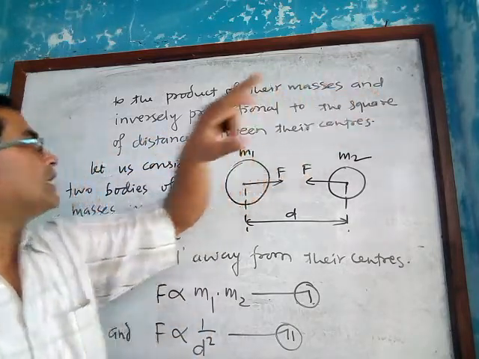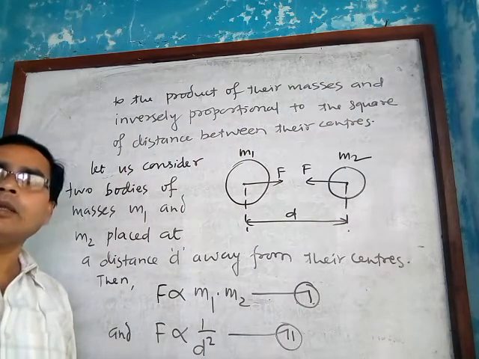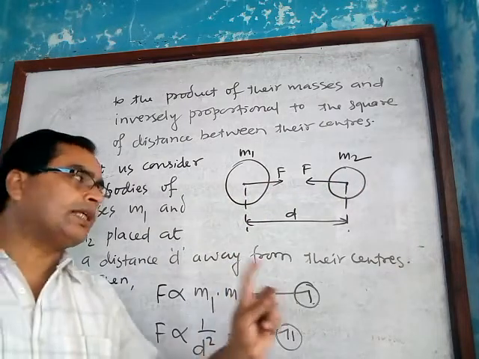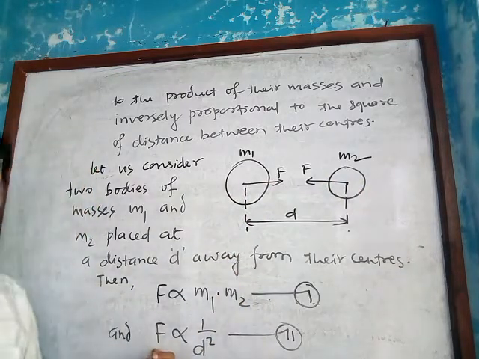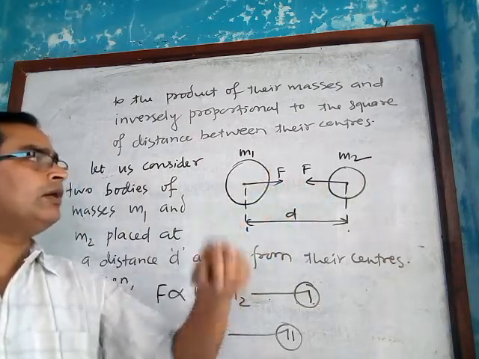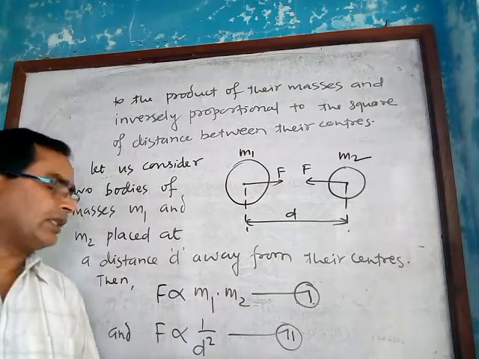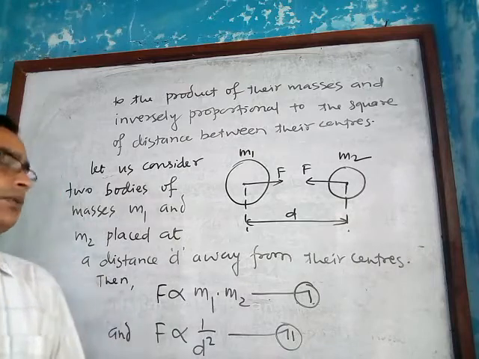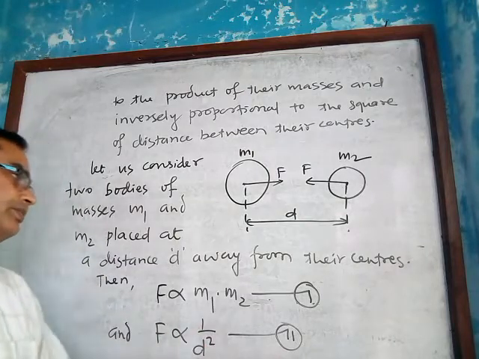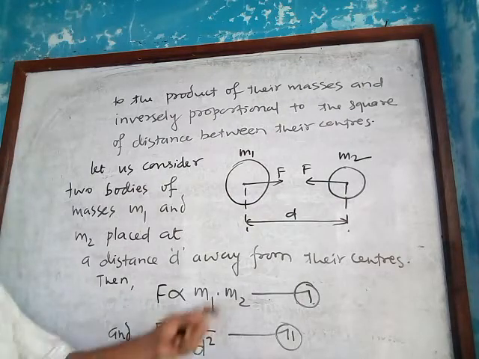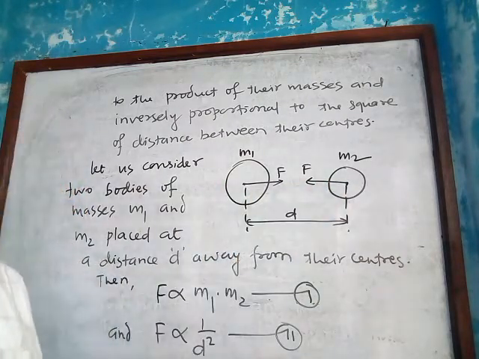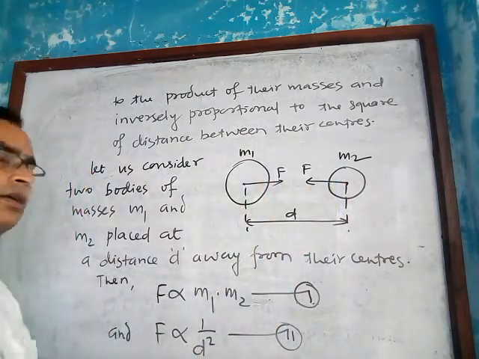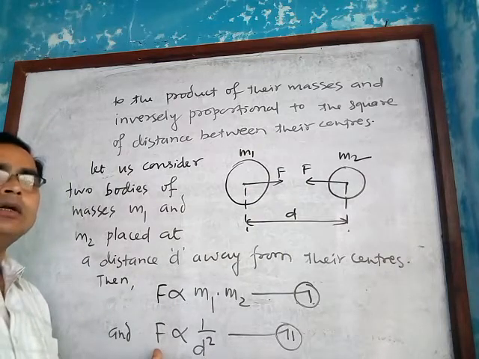In square of the distance. That is, if we increase the distance between these two bodies by 2 times, certainly the force will decrease by 4 times. If we increase the distance between them by 3 times, certainly the force will decrease by 9 times. Okay? If we reduce the distance by half, that is, if the distance between them is halved, the force will increase by 4 times.